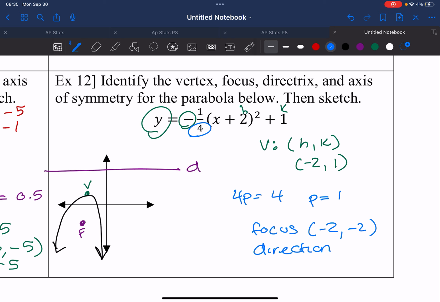One second, this is negative 2, 1. A directrix of y is equal to 2, and then an axis of symmetry, x equals negative 2. So axis of symmetry here, our directrix y equals 2. And since it is going down, we know it is a negative distance. And that's it.